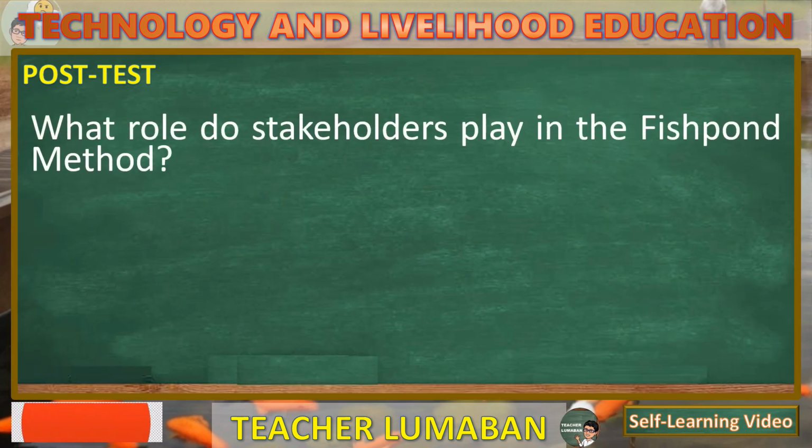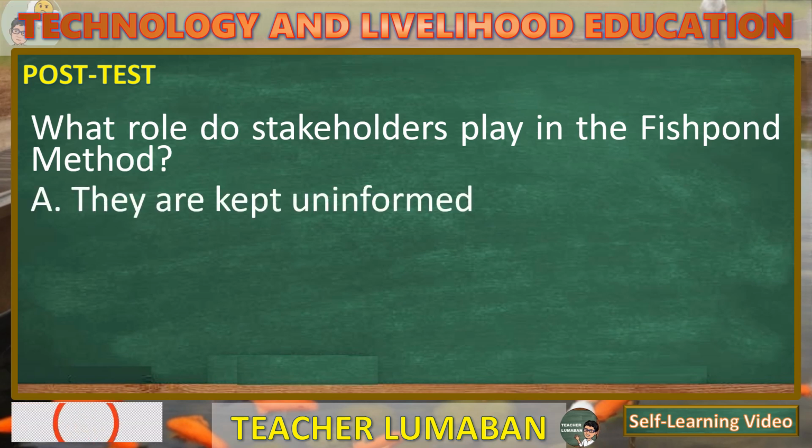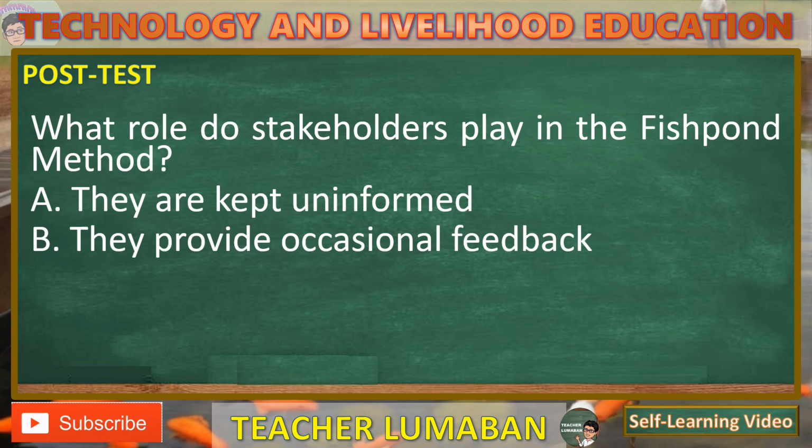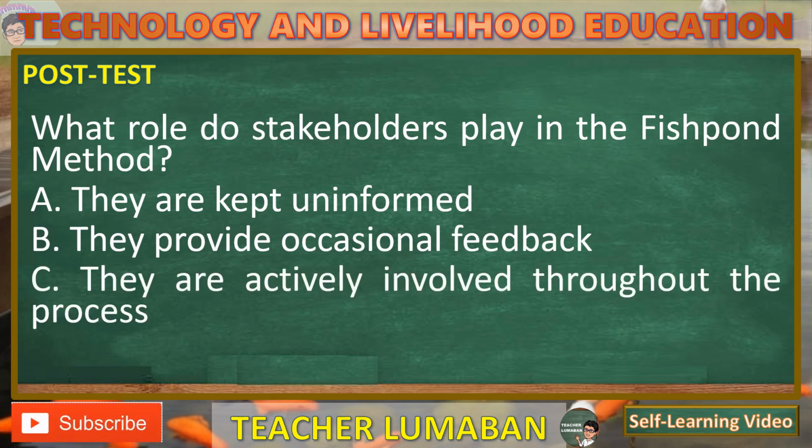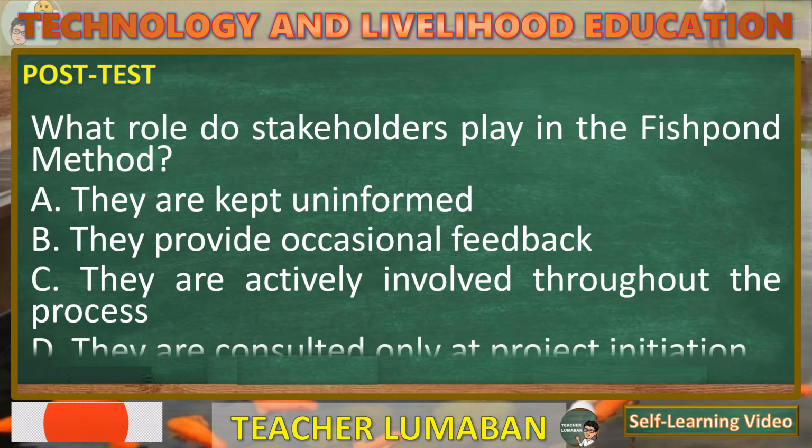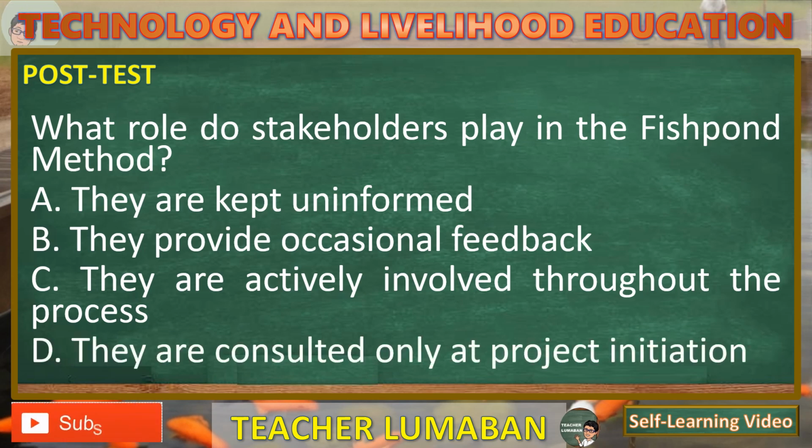What role do stakeholders play in the Fishpond method? A. They are kept uninformed. B. They provide occasional feedback. C. They are actively involved throughout the process. D. They are consulted only at project initiation.